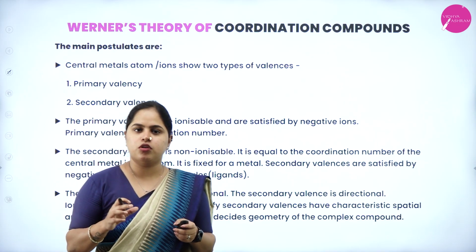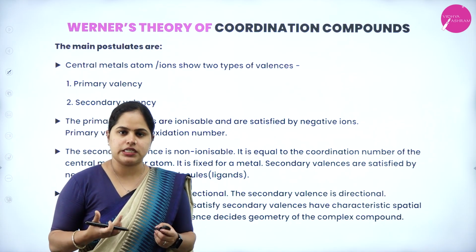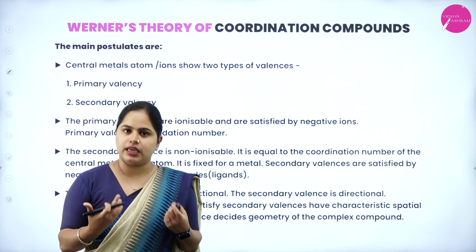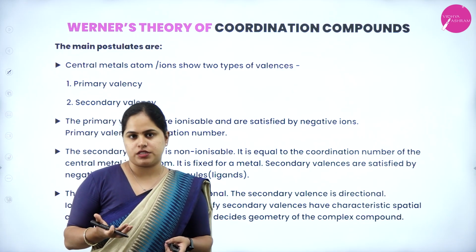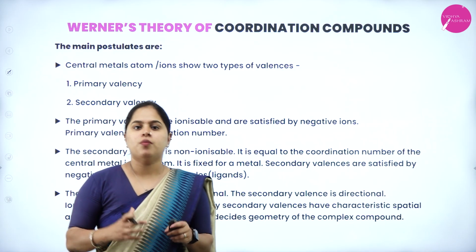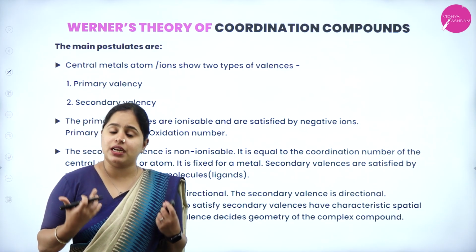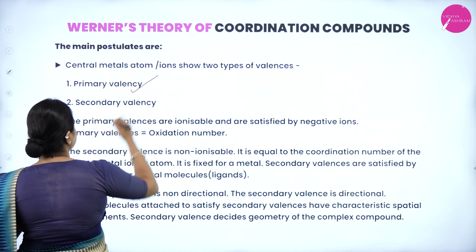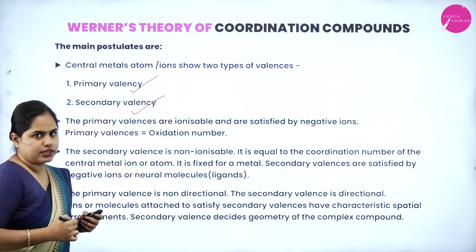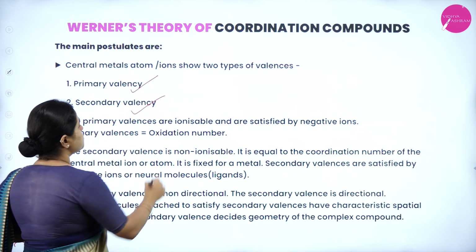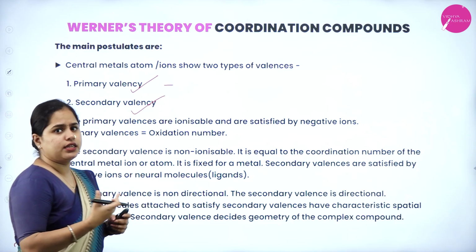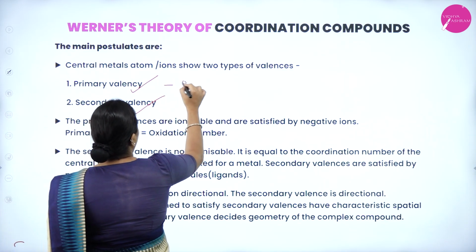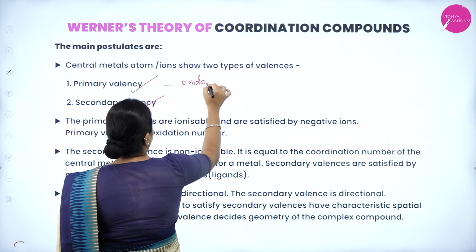We have discussed that in a coordination compound there is a central metal atom. Surrounding it there will be ligands, and counter ions will also be present. All of this we have discussed. Talking about the central metal atom, it can have two types of valencies. The first one is primary valency and the other one is secondary valency. So what is primary valency? Primary valency is actually equal to the oxidation number.